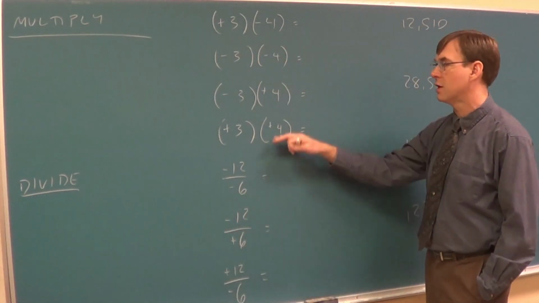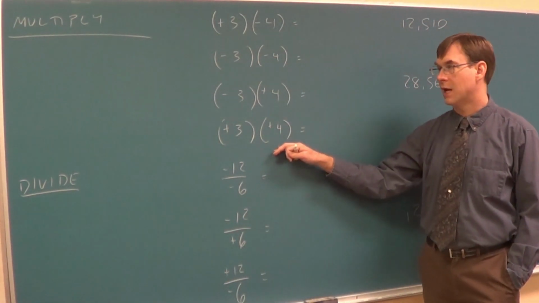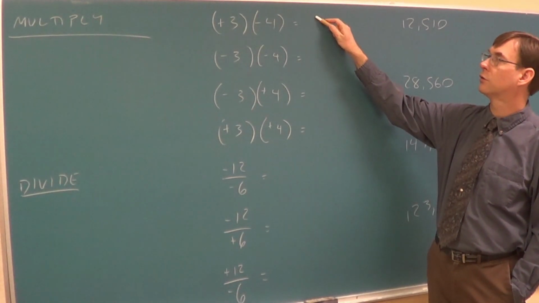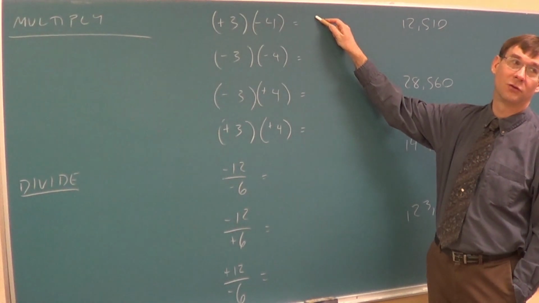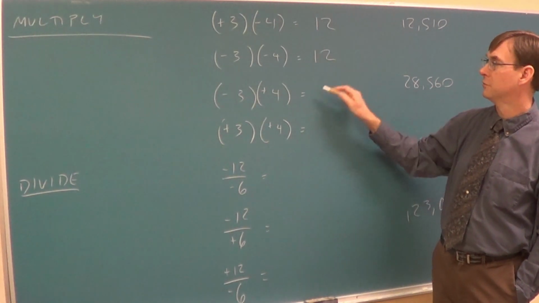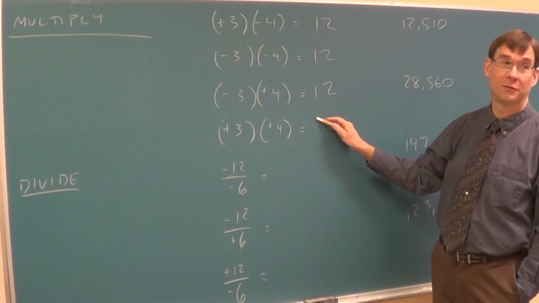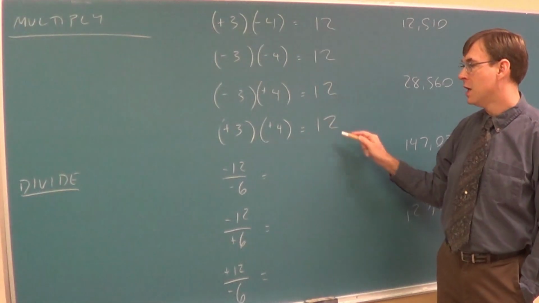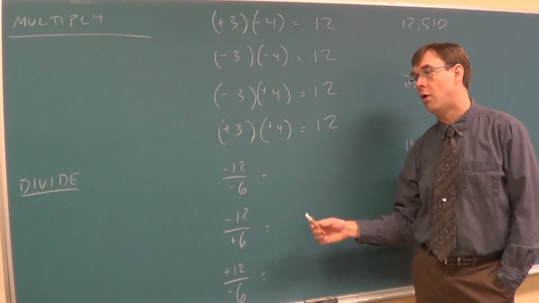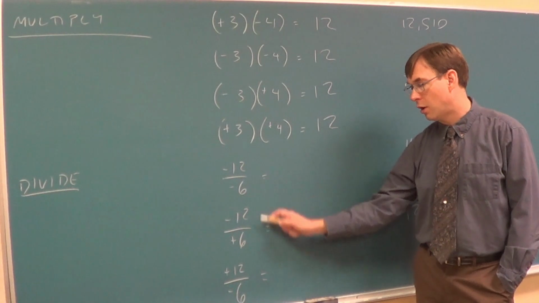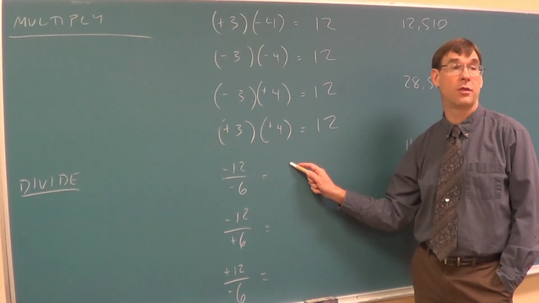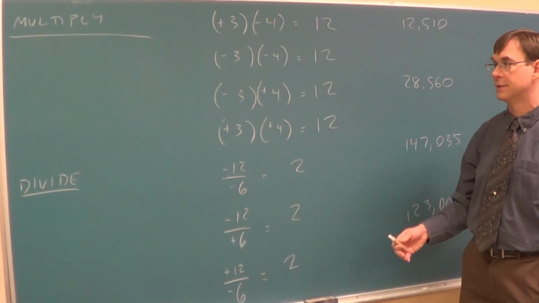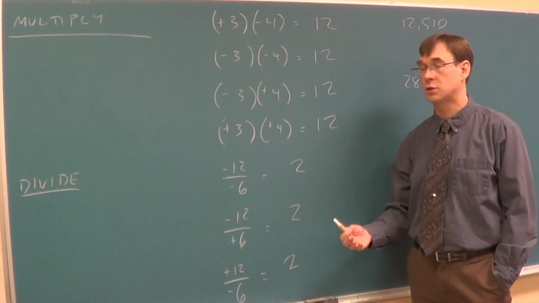So if I look at these first four problems, all of these answers are going to have something to do with the answer number 12, because multiplying 3 times 4 is 12. When I go to do the divide problems, we're always going to divide. So all of these answers are going to have something to do with 2, because 12 divided by 6 makes 2. The only question is, should they be positives or should they be negatives, and that's where the rules come in.